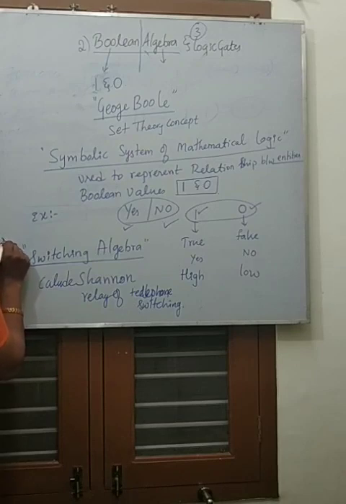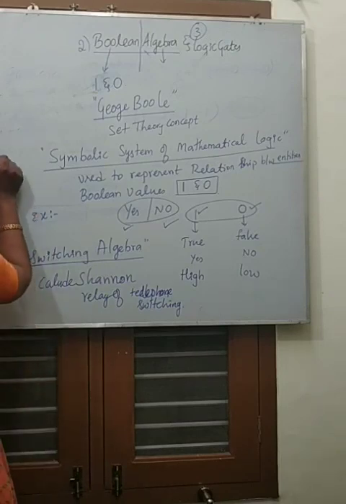It is one of the important questions for 1 mark. What is another name of Boolean algebra? It is called switching algebra.